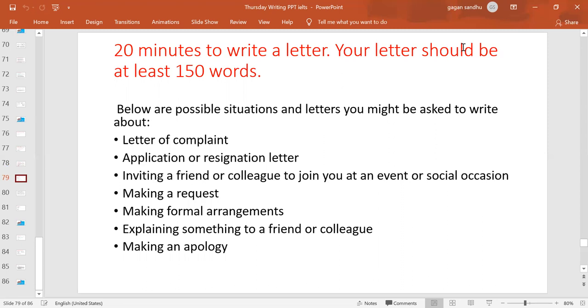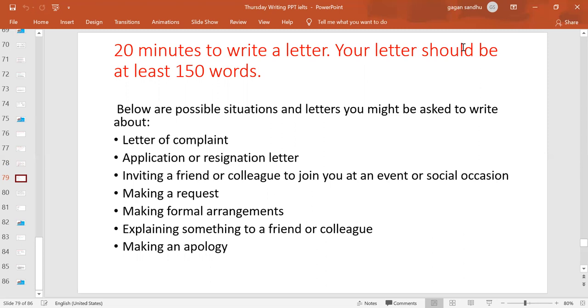So these are the possible situations on which the letters are usually based. The complaining letters, application and resignation letters, inviting a friend or colleague to join you at a social event, making a request sort of letter, making formal arrangements, explaining something to a friend or colleague type of letters, and making an apology letter. Now, knowing the categories of the letter we may be asked to write about will also help us to find the appropriate vocabulary for letter writing. Task one is more about how well you are presenting your ideas and definitely how well you are embedding everything with the perfect vocabulary.